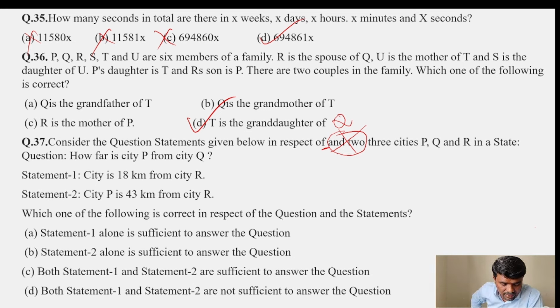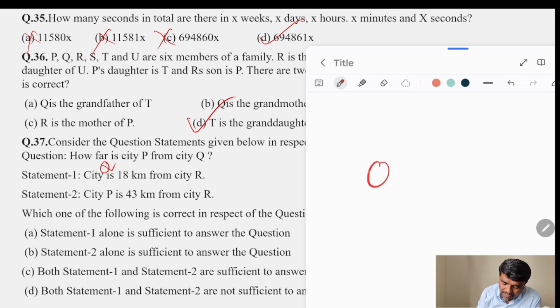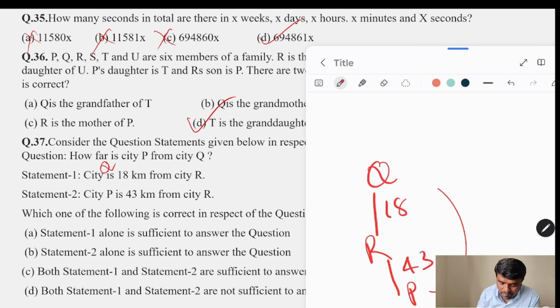Question number 37. Consider the question statements given below in respect of three cities P, Q, and R in a state. How far is city P from city Q? The question is about the distance between P and Q cities. Statement 1, city Q, here typing error, city Q is 18 kilometers from city R, and second statement, city P is 43 kilometers from city R. So based on that, I want to find out the distance between P and Q. Between Q and R it is 18 kilometers, and the P and R distance is 43. So what is the distance between P and Q?